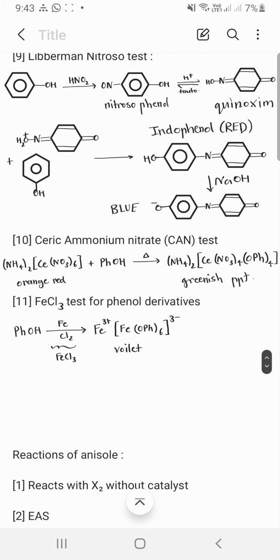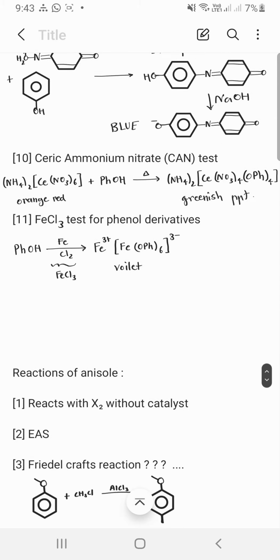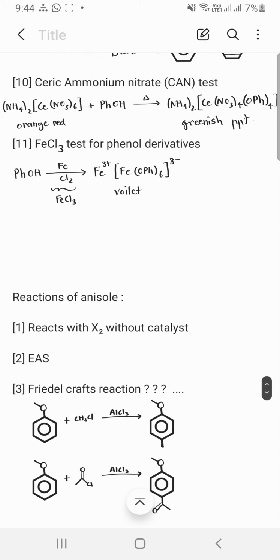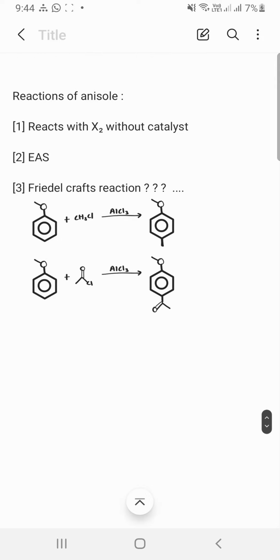Okay. Ceric ammonium nitrate, CAN. So you use ceric ammonium nitrate with phenol to complex the phenol like that, which forms a greenish precipitate. So your solution goes from orange red to now colorless with a greenish precipitate. That's the CAN test for you. Okay, FeCl3 test for phenol derivatives. This will form violet. Okay, cool. Reactions of anisole.